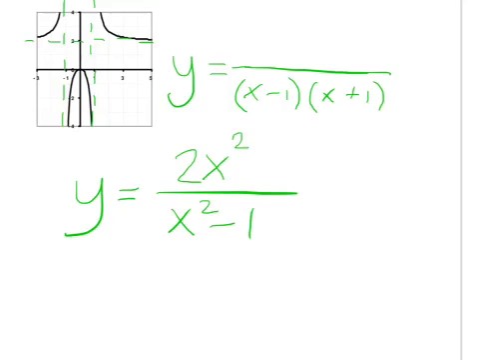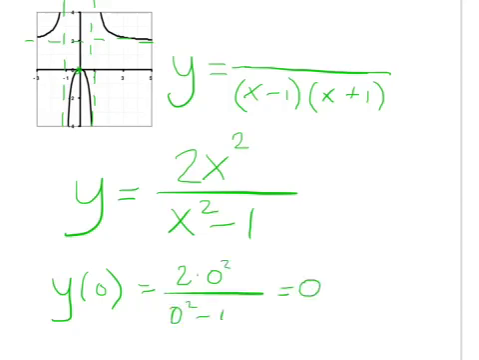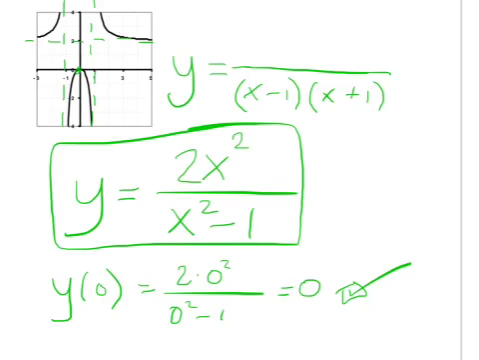The only integer point I have in here that I can check is the point (0, 0). So if I plug 0 in here, I do get 2 times 0² divided by 0² - 1, which is 0. So that checks out. And if I had any other integer points, I might try plugging them in just to make sure that I had this right. But this looks like a good formula.